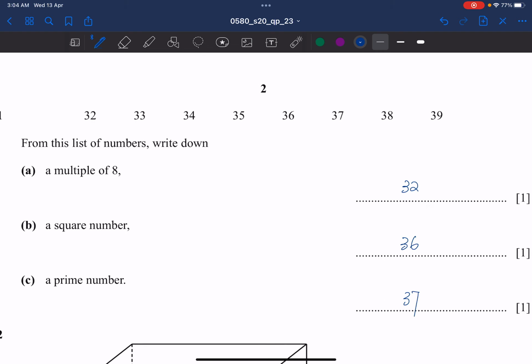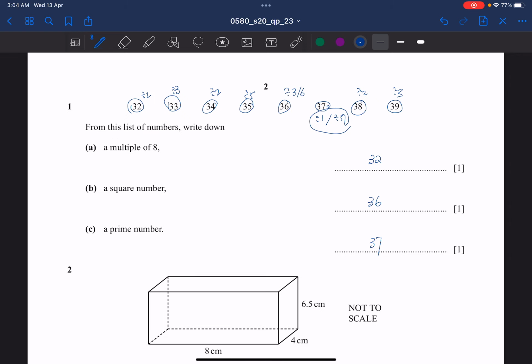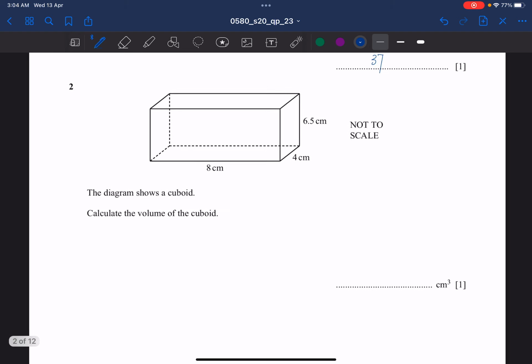Right? 32 could be divided by, at least, 2. 33 could be divided by 3. 34 could be divided by 2. 35 could be divided by 5. 36 could be divided by 3 or 6. Right? 38 could be divided by 2. 39 could be divided by 3. Only 37 could be divided by 1 or by itself, 37. So we say that 37 is a prime number.